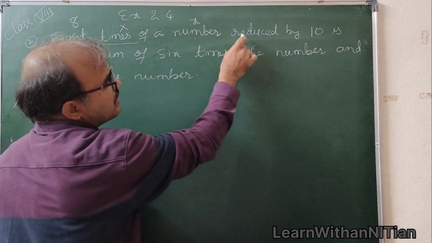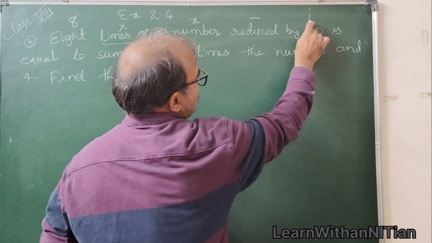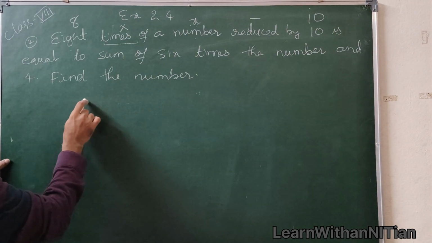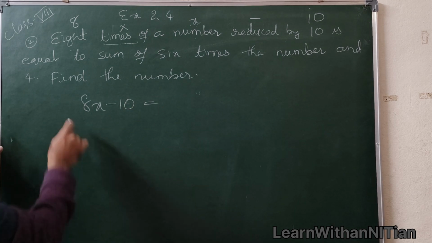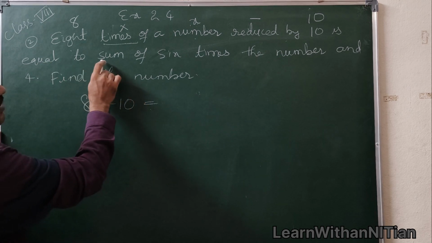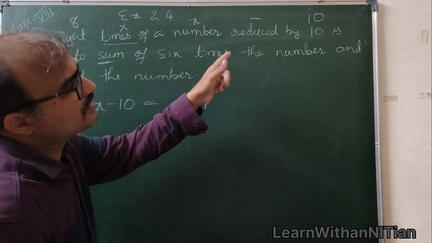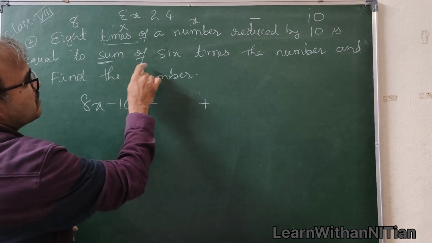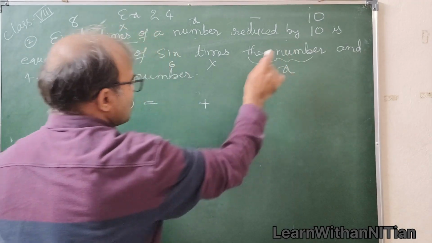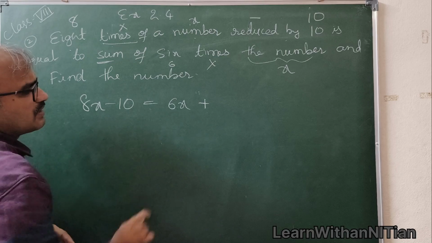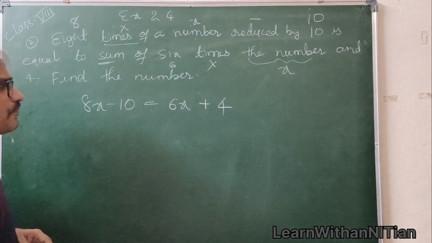Now 8 times x number reduced by 10. Reduced means subtraction. It is reduced by 10. So you got here 8x minus 10. Right? Now is equal to. So is equal to the sum. Sum means we have to add. What we have to add? 6 times the number. What is that number? x. So 6 times the number is 6x, right? And 4.